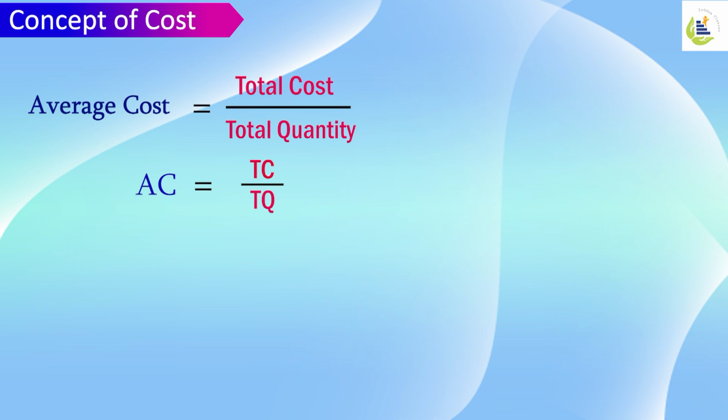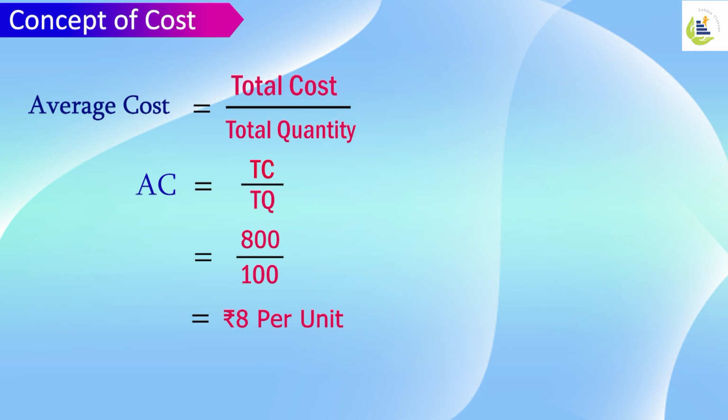I'll give an example. I make 100 packets of bread and the total cost I incurred is 800 rupees. So what is my average cost? Average cost will be total cost upon total quantity. Total cost is 800, total quantity is 100 packets. So per packet, the cost is 8 rupees. So average cost is the cost of producing per unit of commodity. Mathematically, it's total cost over total quantity.